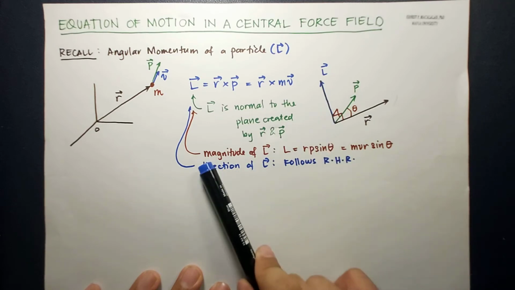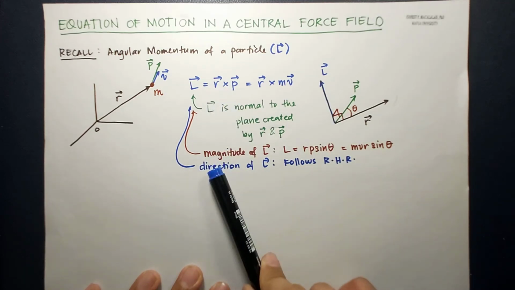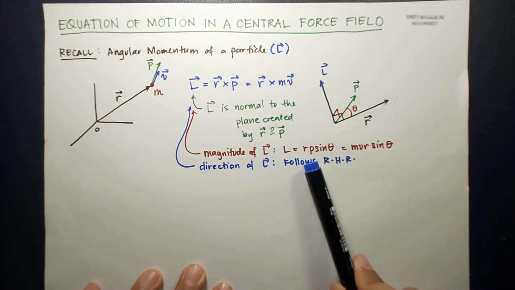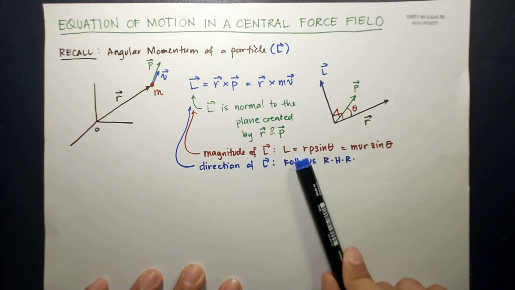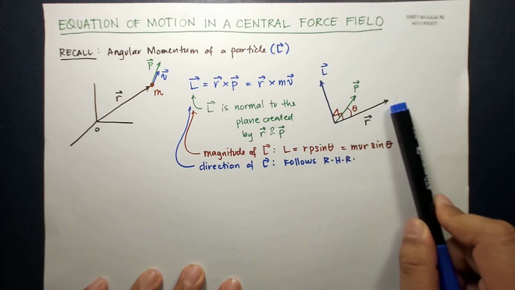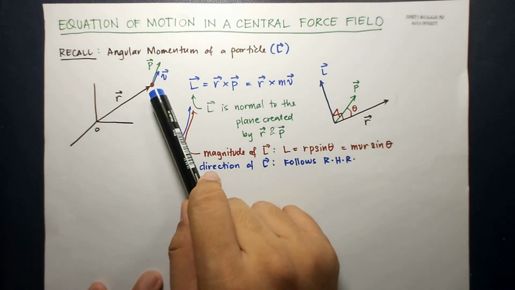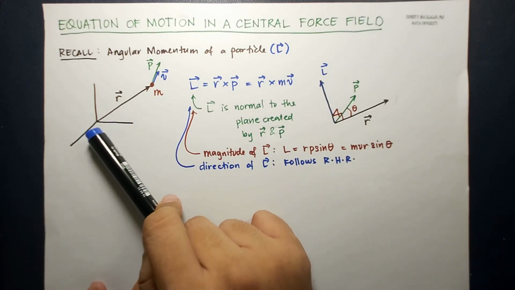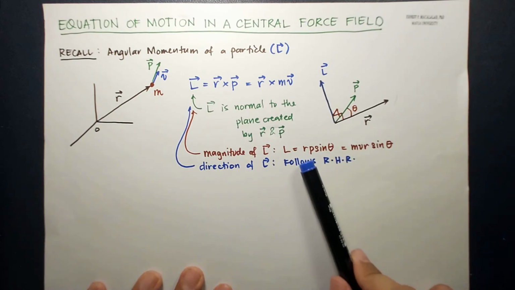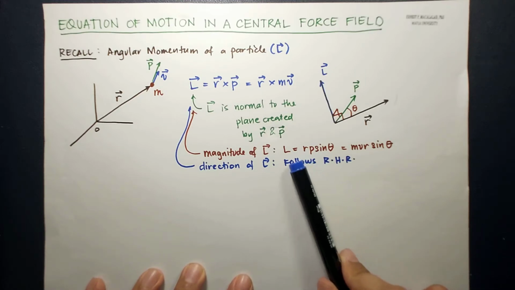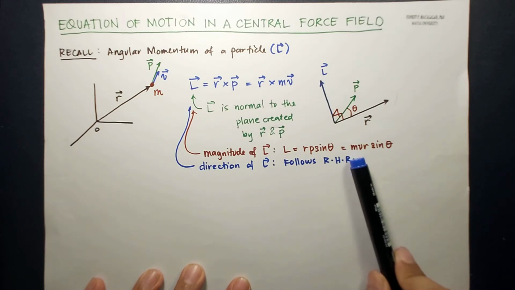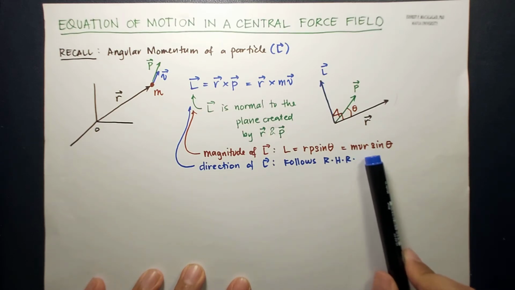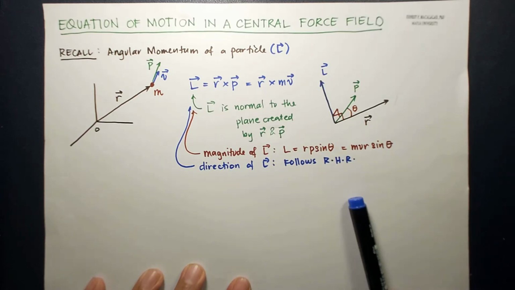Since this is a cross product, the magnitude of the angular momentum is equal to rp sine theta, where theta is the angle between r and p. r is the magnitude of r, the distance between the mass of your particle and some reference point, and p is the magnitude of the linear momentum of your particle. That is equal to mvr sine theta, where m is the mass of your particle, v is the speed of your particle, and r and theta have been described earlier.